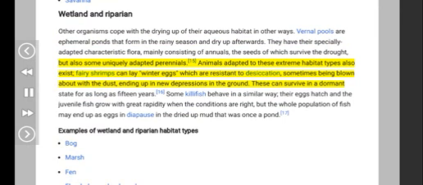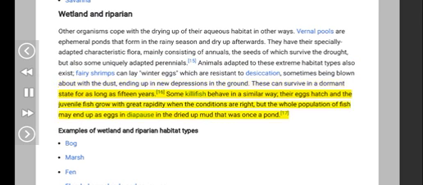Animals adapted to these extreme habitat types also exist. Fairy shrimps can lay winter eggs, which are resistant to desiccation, sometimes being blown about with the dust, ending up in new depressions in the ground. These can survive in a dormant state for as long as 15 years. Some killifish behave in a similar way. Their eggs hatch and the juvenile fish grow with great rapidity when the conditions are right, but the whole population of fish may end up as eggs in diapause in the dried up mud that was once a pond.